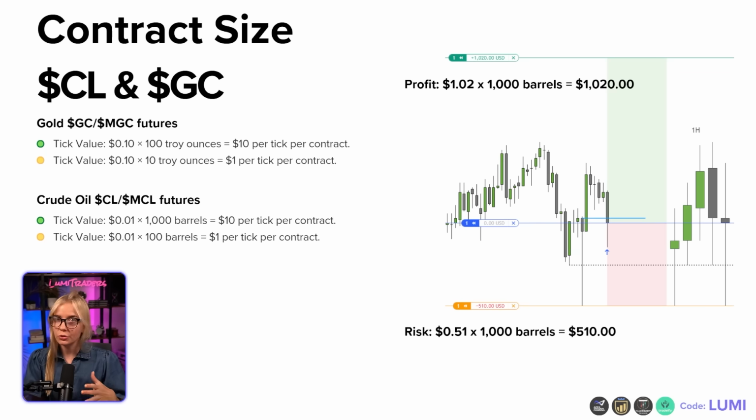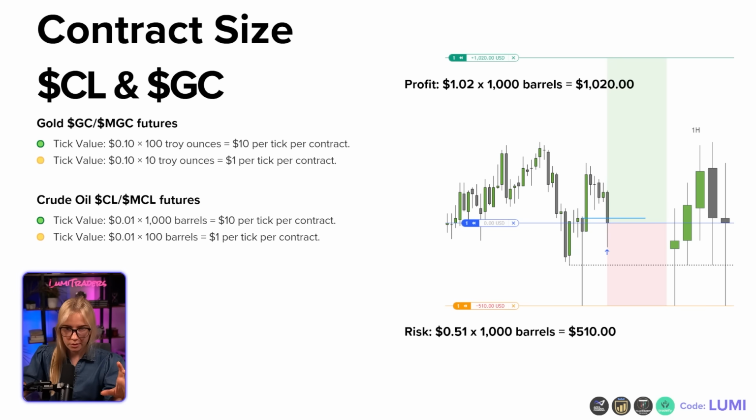Since in this video we are going to talk about gold and CL model, it makes sense to start talking about contract size first. Gold moves every 10 cents. This means every 10 cents move will equal $10, while for micro gold, every 10 cents move will equal $1. Oil moves every 1 cent, and every 1 cent move will equal $10, while for micro oil, every 1 cent move will equal $1. Well, let's take a look at an example.